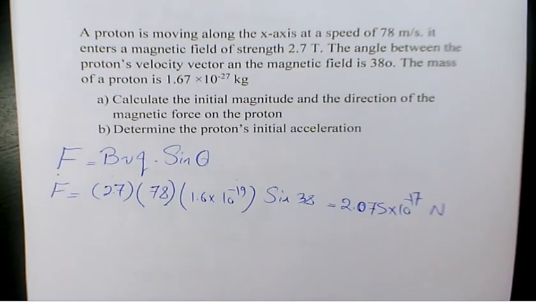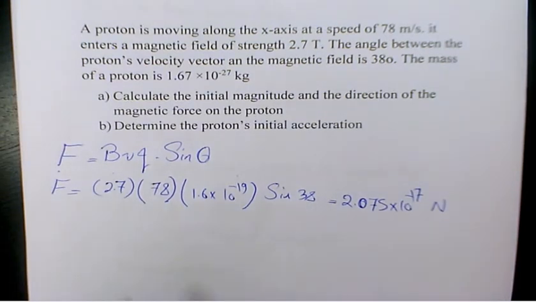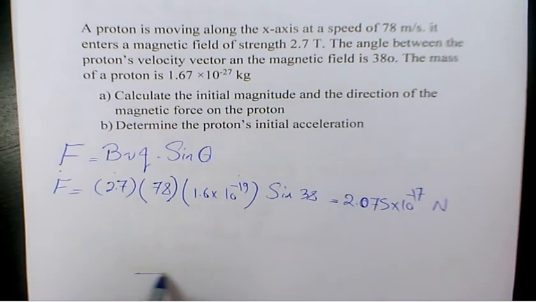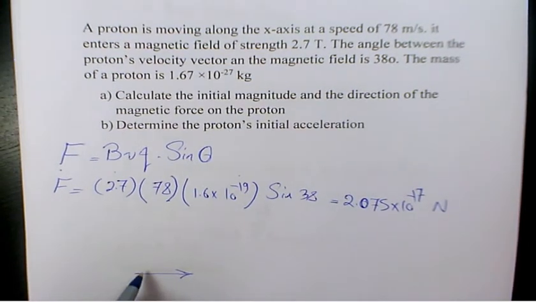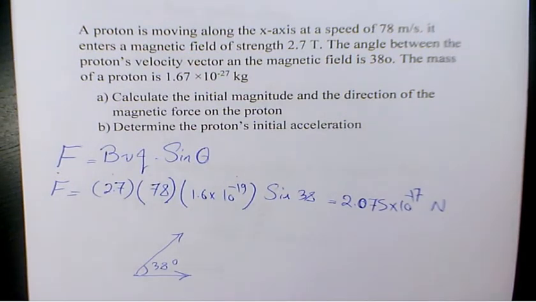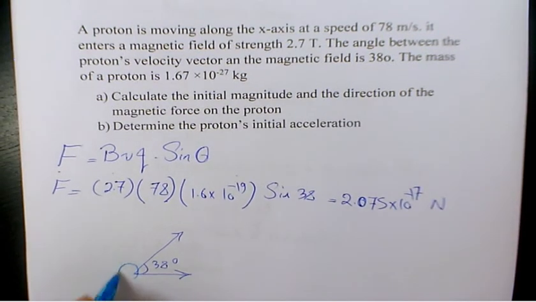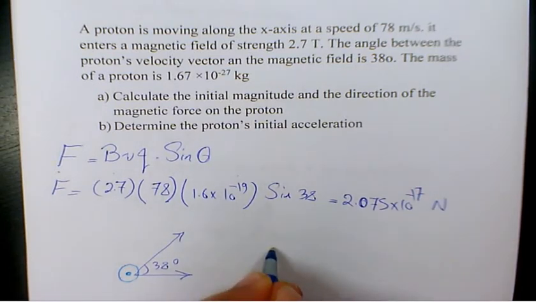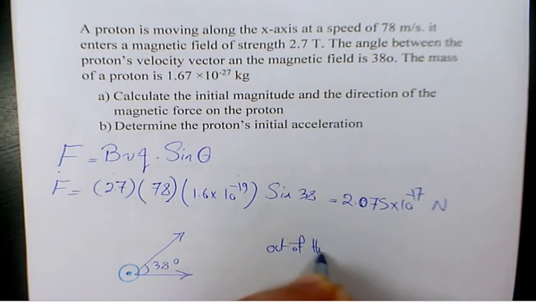We need to find out the direction. It is on the x-axis, it's moving on the x-axis. Let's say this way. Magnetic field is going to go at 38 degrees. It means that the force is going to come out of the page. That's going to be the direction of the magnetic force. So it is going to be out of the page.